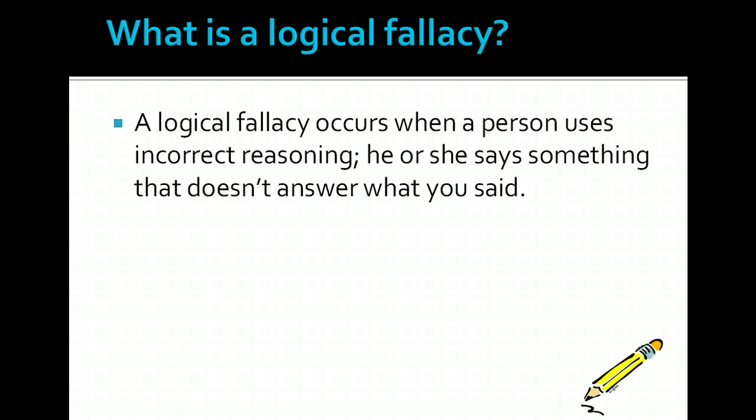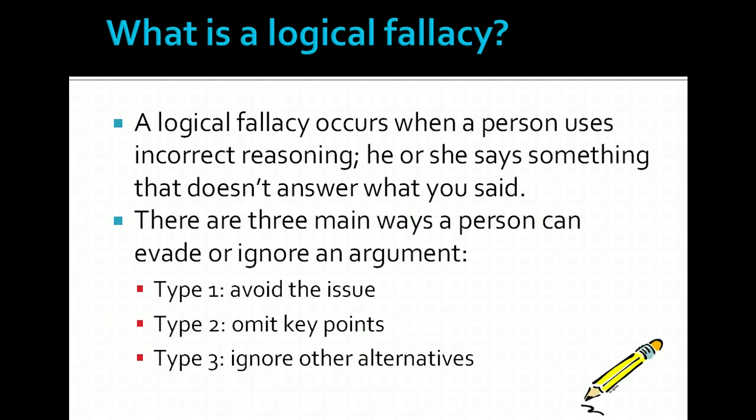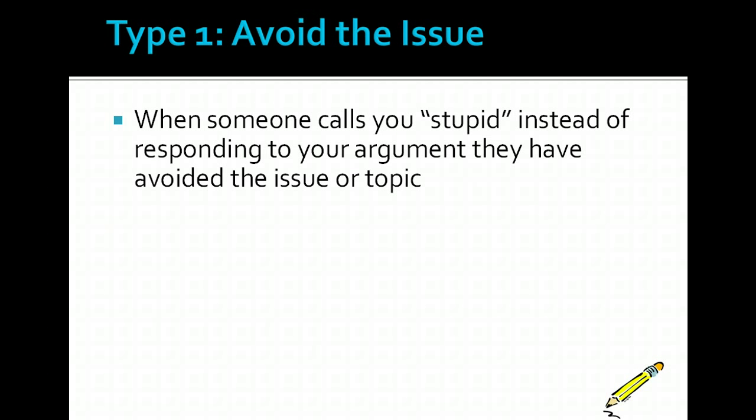A logical fallacy occurs when a person uses incorrect reasoning. He or she says something that doesn't really answer what you said. There are 3 main types of ways a person can avoid or ignore the argument. They can either completely avoid the issue, or give an argument but omit the key points, only focusing on one thing that isn't necessarily that big of a deal. And then finally, ignore other alternatives, giving you a way that you can fix something but not really focusing on the true main issue. So let's go deeper into what these look like.